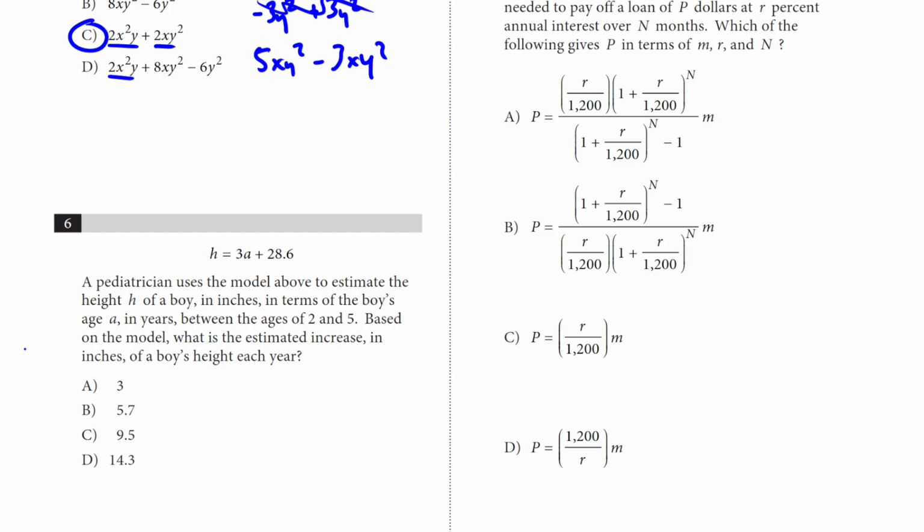For 6, h equals 3a plus 28.6. The pediatrician uses the model above to estimate the height of a boy in inches in terms of age a between the ages of 2 and 5. So that's where 3a is coming from. Based on the model, what is the estimated increase in inches of a boy's height each year? So, is this not just the same as saying 28.6 divided by 3? And wouldn't that give us roughly 9.5? Am I misunderstanding something here? Between the ages of 2 and 5.